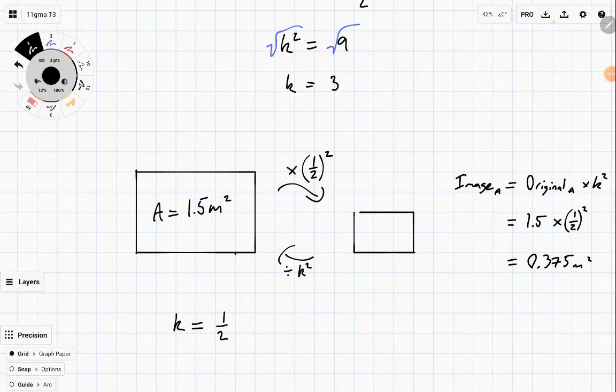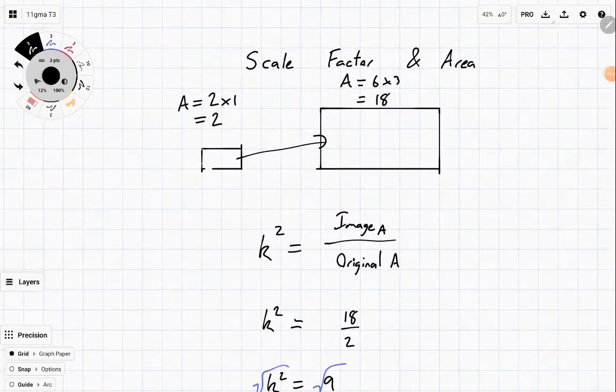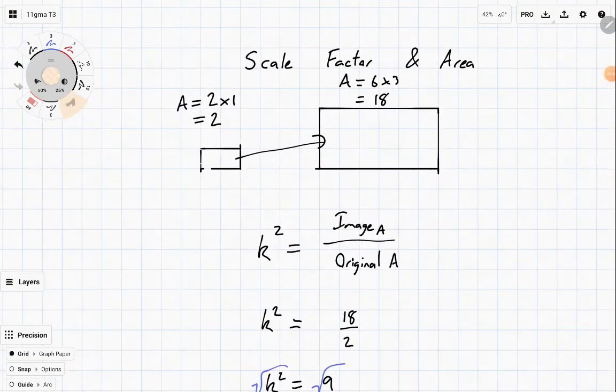So if I knew that the image was something else, then we would be able to divide by k squared instead. So this is how we can actually do it. And the relationship between the area of two shapes is the image's area divided by the original area.